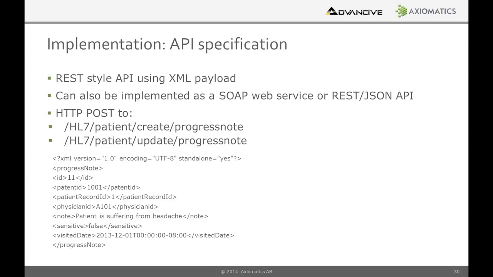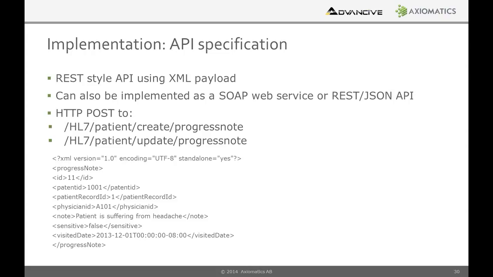It is going to have some attributes about the progress note, such as the patient ID, physician ID, the actual note, and some additional attributes. And our API is going to essentially take that payload and either create or update the data in a database, in an Oracle database.